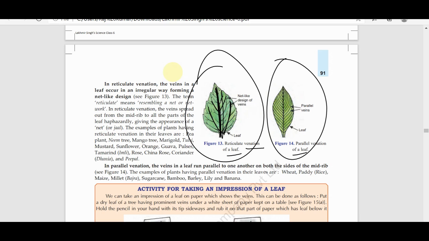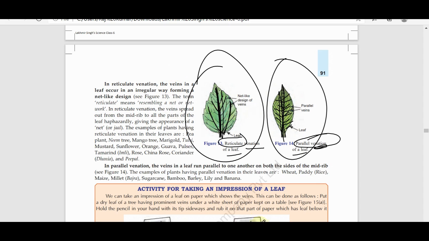But in this venation you will see this is the midvein, and all the veins are in a particular arrangement. They are all in parallel forms. So when you see the other veins in parallel forms, it is known as parallel venation. But if they are not parallel, it is known as reticulate venation.